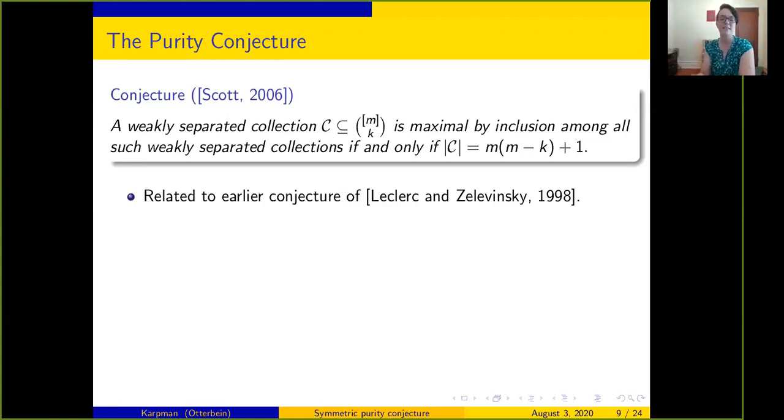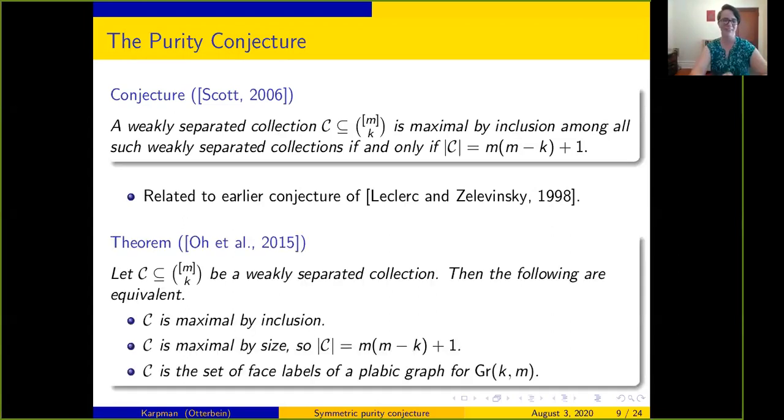This is related to an earlier conjecture of a very similar flavor by Leclerc and Zelevinsky. They were looking at a slightly more expansive notion of weakly separated sets that lets you compare two sets of the same size. But they made a conjecture very much of this form. And here Scott adapted it, I would say, more for the Plabic graph context. That's my understanding of the story. If I'm mixing this up, please feel free to let me know.